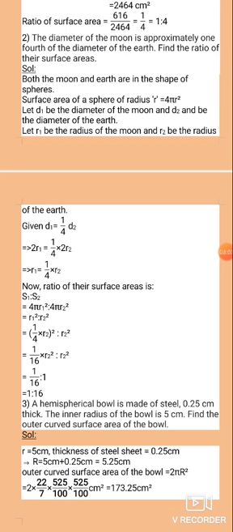Now the outer curved surface area we need to find out, which is 2 pi capital R square. So 2 into pi, 22 by 7, then the radius 5.25, which can be written as 525 by 100. So R square means 525 by 100 two times. Now you can cancel 525 by 7 and you can cancel 22 and 100 etc. At last what we get? 173.25 centimeters square.